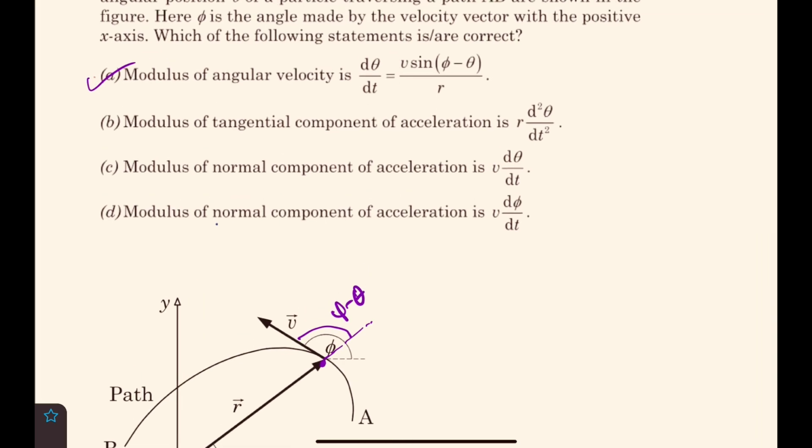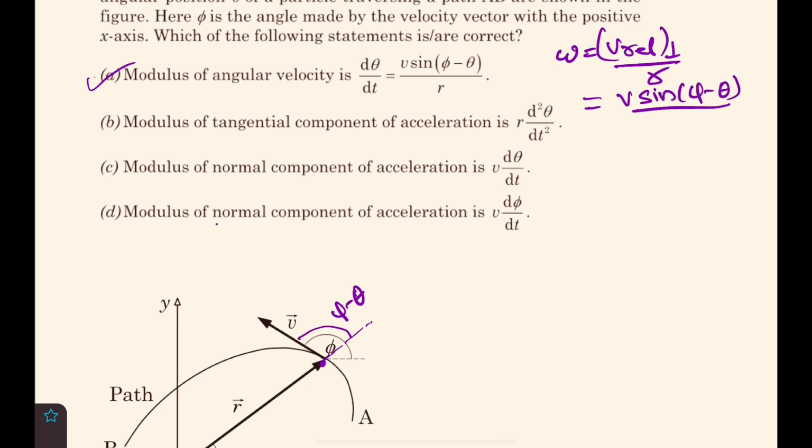So the first statement, angular velocity. Angular velocity is v relative perpendicular by r. Here v relative is v only because the other point is fixed. So when we take its component perpendicular to r, that component will be v sine of phi minus theta. That will be the v relative perpendicular divided by r. So that is correct. Then modulus of tangential component of acceleration.